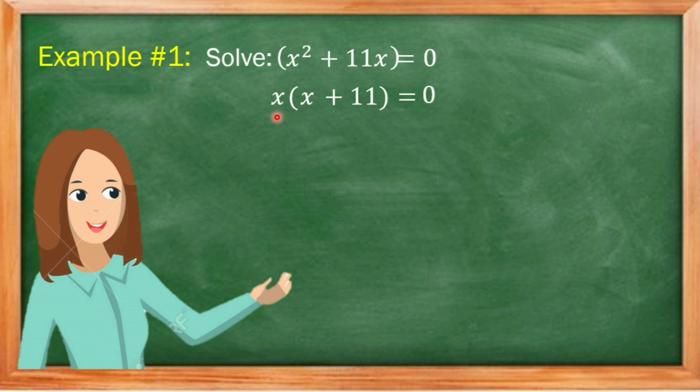So, next, we will set each factor equal to 0. So, unahin na natin tong x. So, x is equals to 0. So, yan na yung value ng x. So, yan yung unang solution natin.